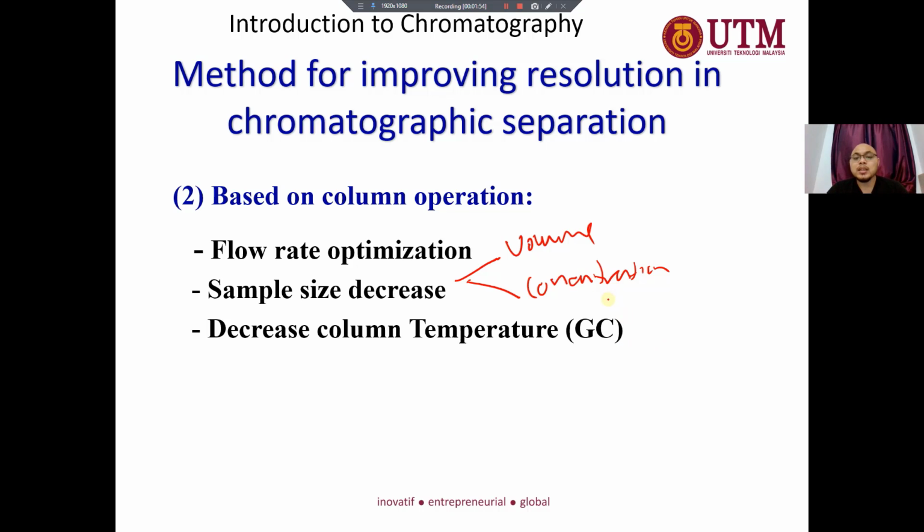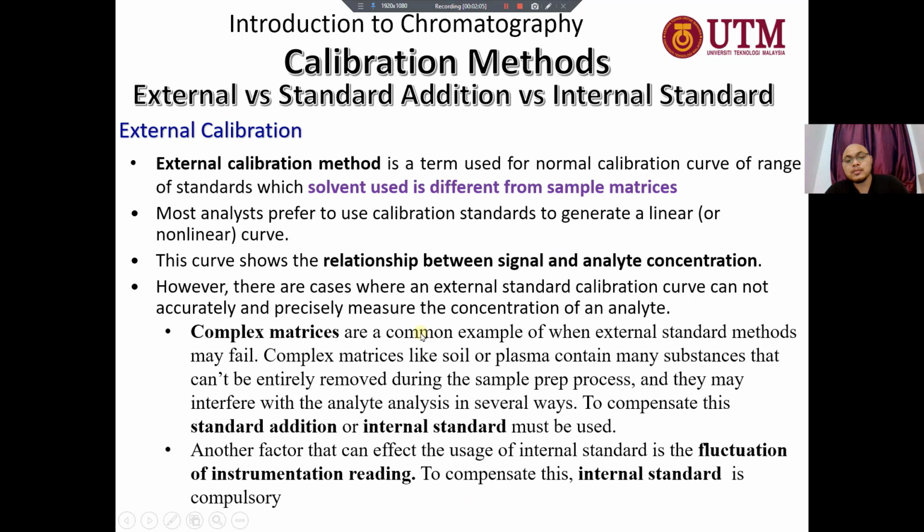For GC, if we want a better separation, we need to not decrease the column temperature. It means that I need to amend it.